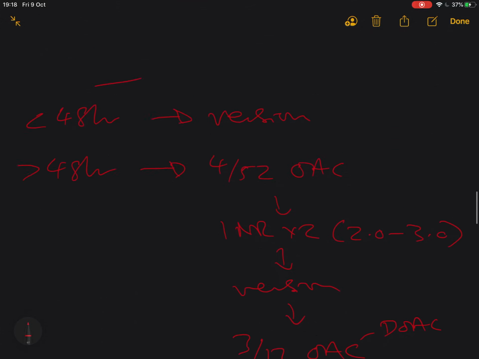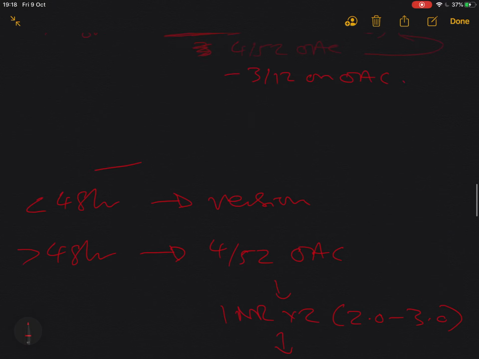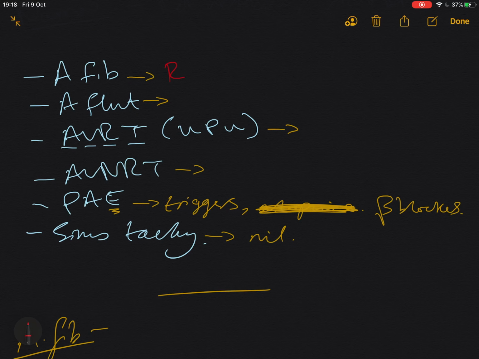Whew, yes, so that is atrial fibrillation. You'll be pleased to know that's by far and away the most difficult one. So we've done atrial fibrillation, and it's the 3 R's: rate, rhythm, and risk control.